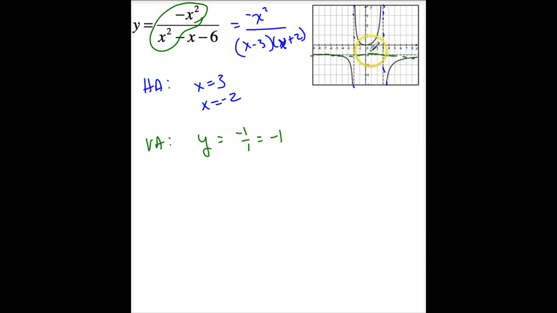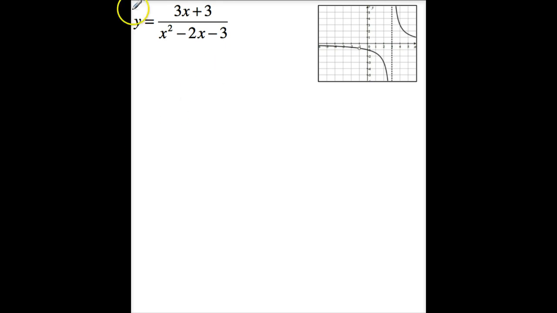Now we're not trying to do detailed graphing at this point in time. All we're trying to do is find the asymptotes. What about this function right here?